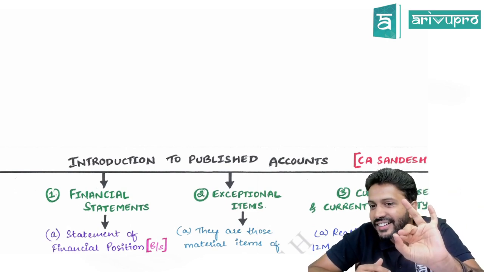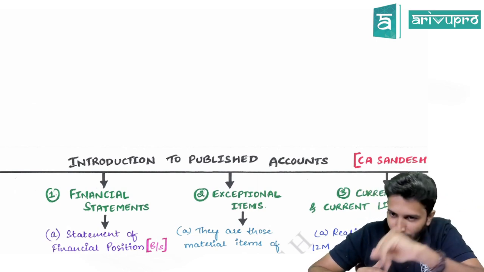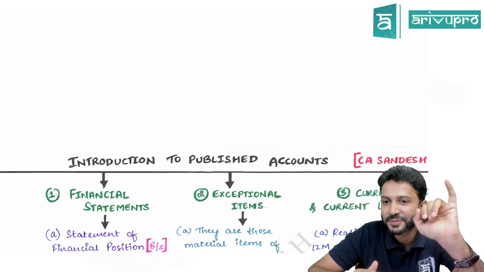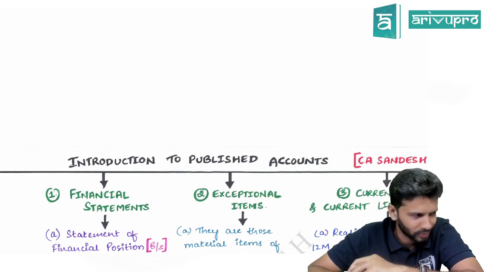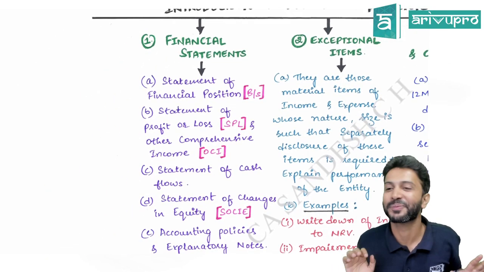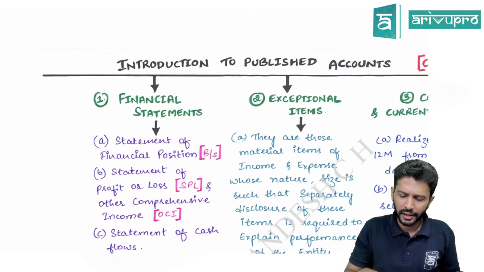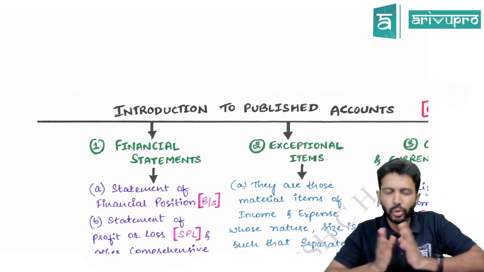Then, statement of changes in equity. So, see. All right, fair enough. Next, notes to account. See, she said everything is given here. Correct. All right, by published accounts, okay, those statements.